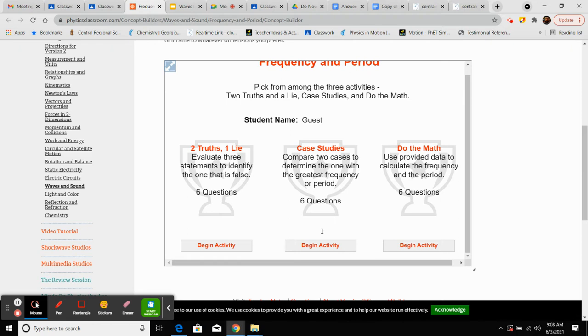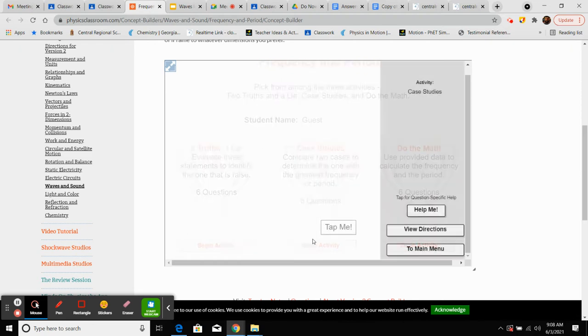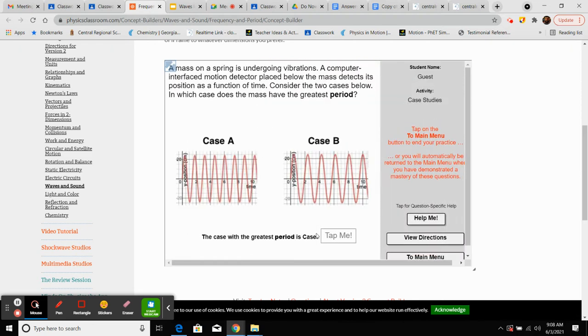All right, let's do some case studies real quick. This is super easy. Everyone look at these diagrams. Looking at these two, which one has the greatest period? Period is the time it takes to complete one cycle.